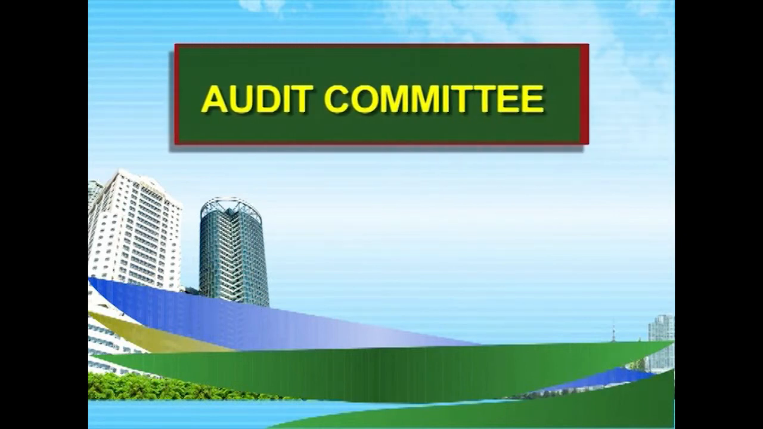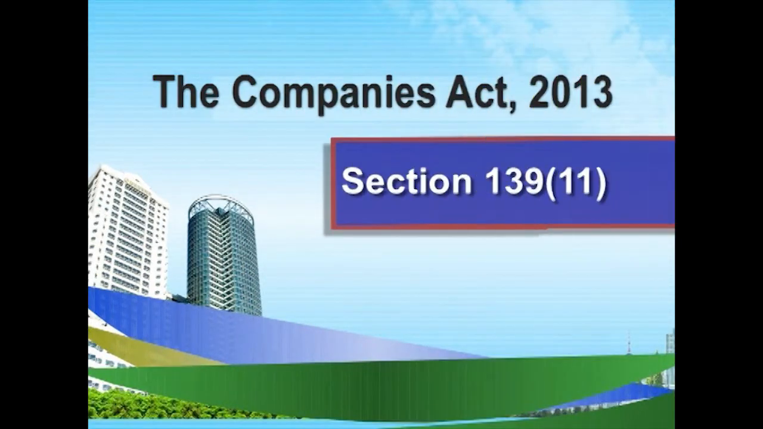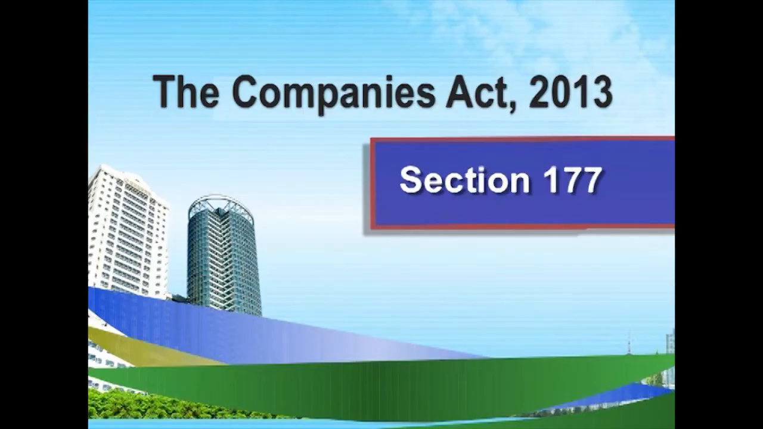Audit Committee. According to section 139, subsection 11 of the Act, where the company is required to constitute an audit committee under section 177, all appointments, including the filling of casual vacancy, are to be made after taking into account the recommendations of such committee.